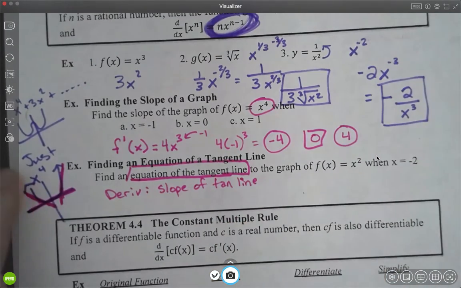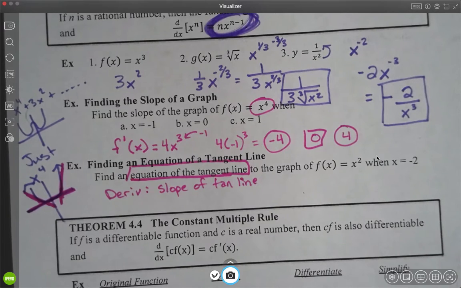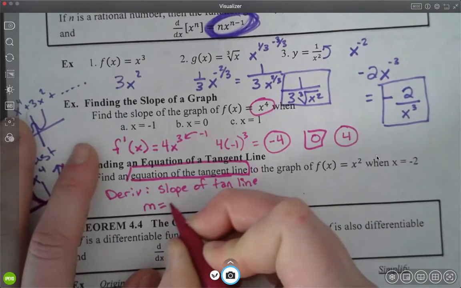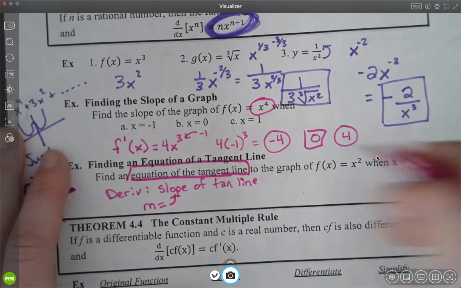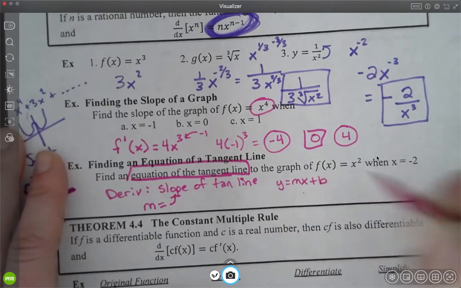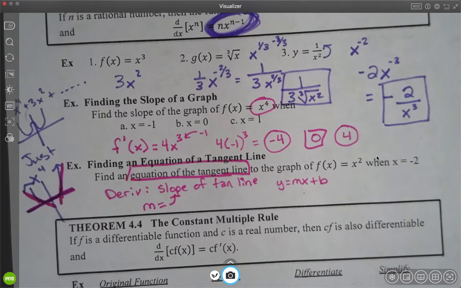So just finding the derivative will give me just the slope of that line, right? But what does the equation of a line look like? Basically they're saying, don't just stop at the m, because that's the slope of the tangent line. Keep going and do y equals mx plus b, right? So we have to find the rest of it now.